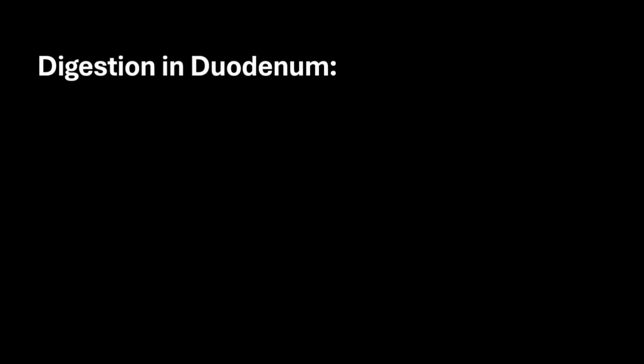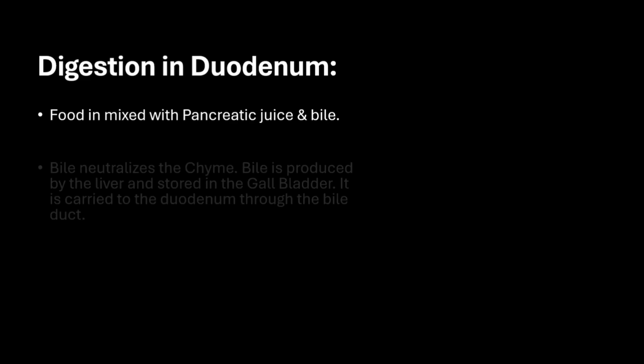Now let's discuss in detail what happens in the duodenum and how the food is digested. As I told you, the duodenum is the C-shaped curve after the stomach leading to the small intestine. In the duodenum, food is mixed with pancreatic juice and bile. Until now we learned about one of the important digestive juices, which was gastric juice. Now in the duodenum, the food is mixed with pancreatic juice, which is produced by the pancreas, and bile, which is produced by the liver.